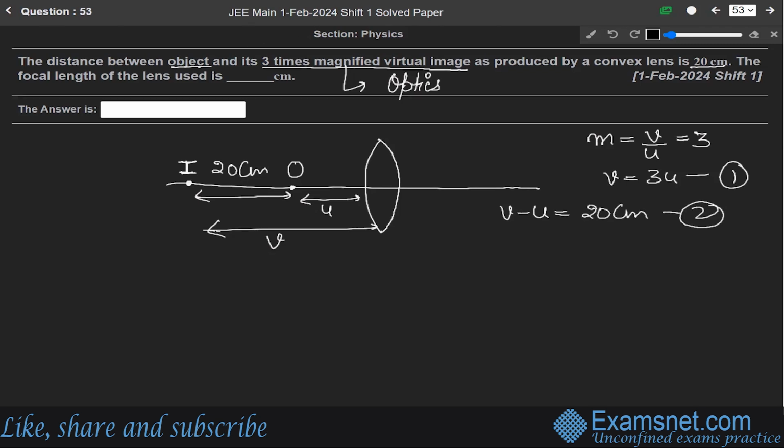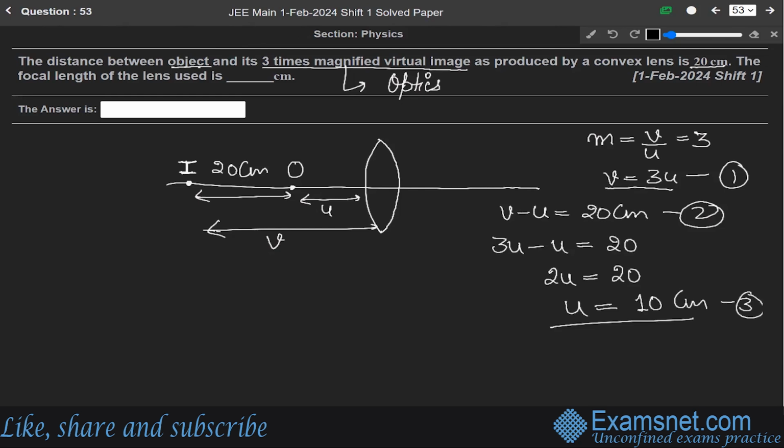Okay, we have to find the focal length. Since V minus U equals 20 centimeter and V is 3U, 3U minus U equals 20, so 2U equals 20. So U is 10 centimeter. Okay, this is 3.